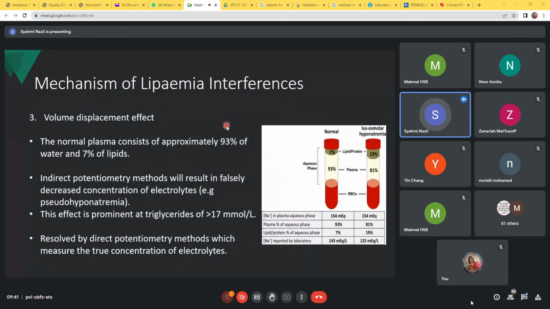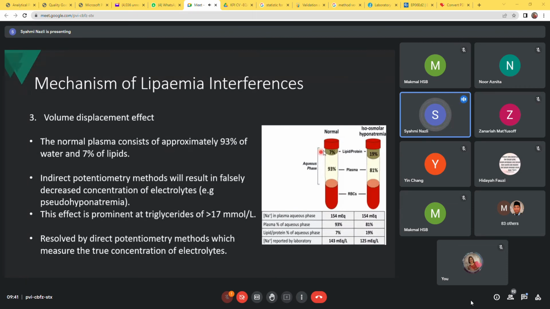So the third mechanism is the volume displacement effect. This is quite common in our lab, which is the pseudo-hyponatremia. Normally the plasma consists of approximately 93% water and 7% lipid. Especially in the indirect potentiometry methods, which is the indirect ISE, it will result in a falsely decreased concentration of electrolytes, the commonest one being pseudo-hyponatremia. This effect is prominent at triglyceride levels of more than 70 millimole per liter.